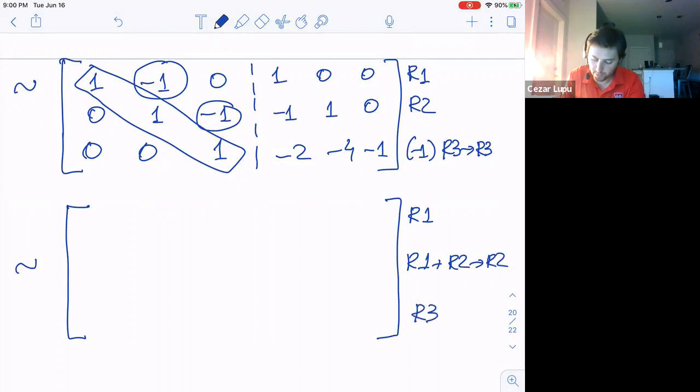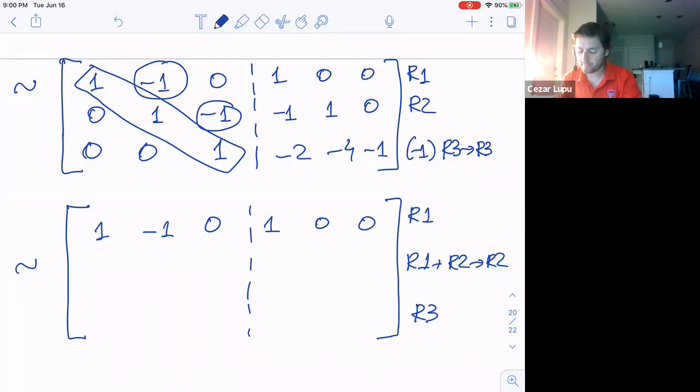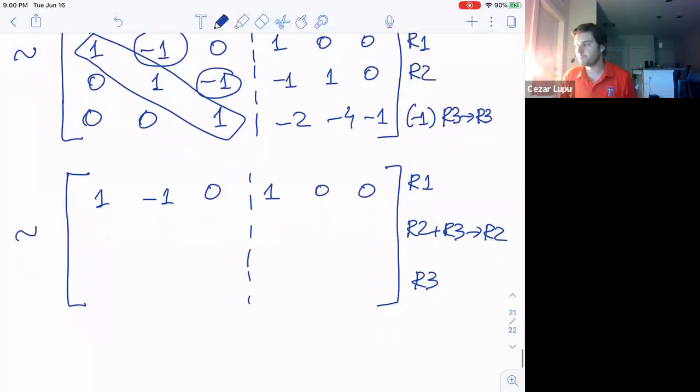So let's do this. R1 will stay the same, so it's 1, -1, 0, 1, 0, 0. And now let's pay attention. I'm going to add R1 plus R2 to become a new R1. Actually, you're right. Okay, I'm going to do it afterwards. So let me do the following: R2 plus R3 to become the new R3. R2, sorry. And then we're going to perform the last one.